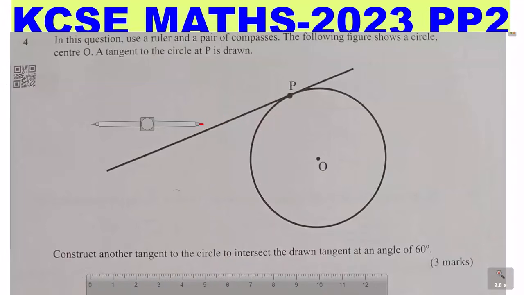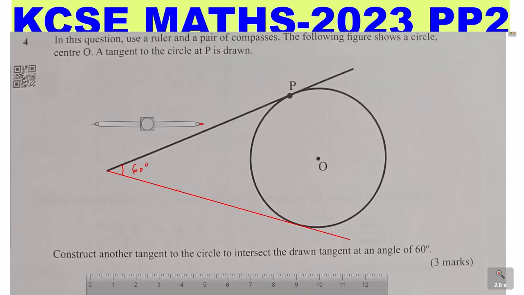Question 4. In this question, use a ruler and a pair of compasses. The following figure shows a circle, center O, a tangent to the circle at P is drawn. Construct another tangent to the circle to intersect the drawn tangent at an angle of 60 degrees. Now the first thing you can do is just to draw a sketch of what is expected. You're required to draw another tangent. Just a sketch, another tangent like that. And that tangent will intersect the other tangent at 60 degrees.